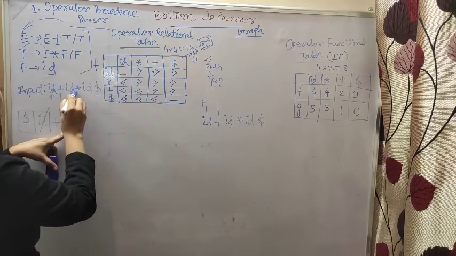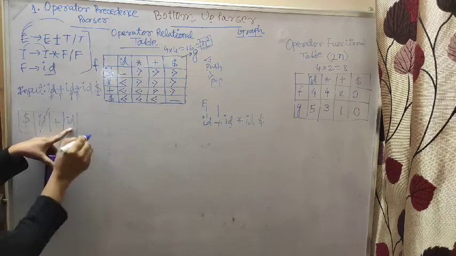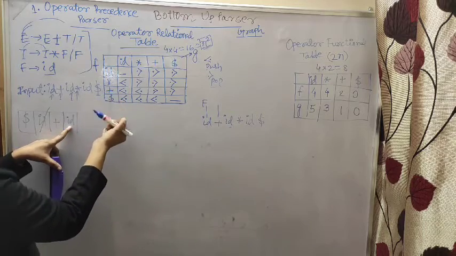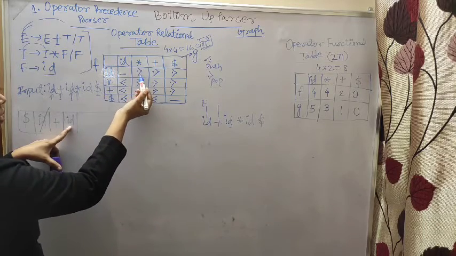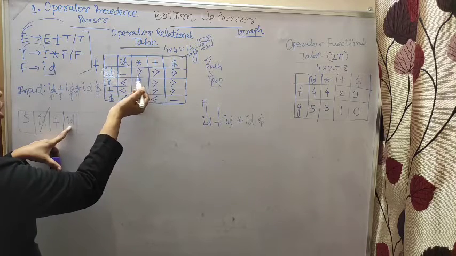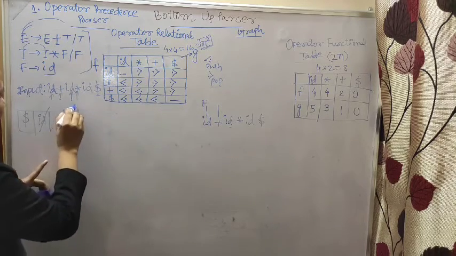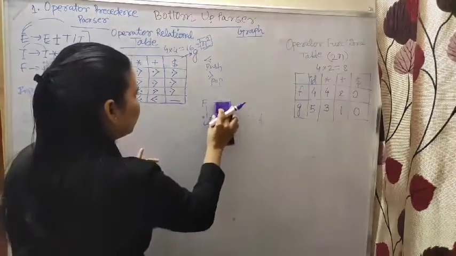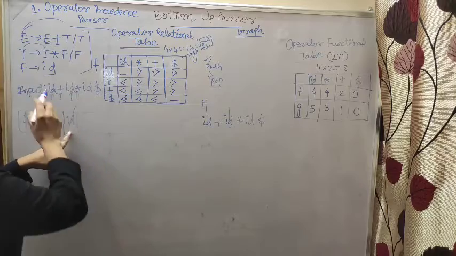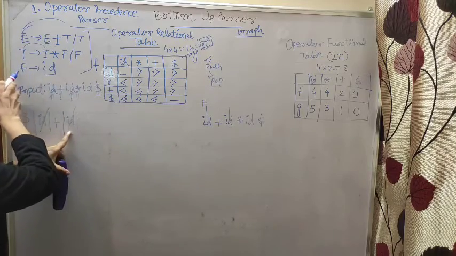Now id and star we will check. I made a mistake here. So id and star: id is here, star is there, so that means pop the data. Id will pop. When we pop this id, it is reduced to F.